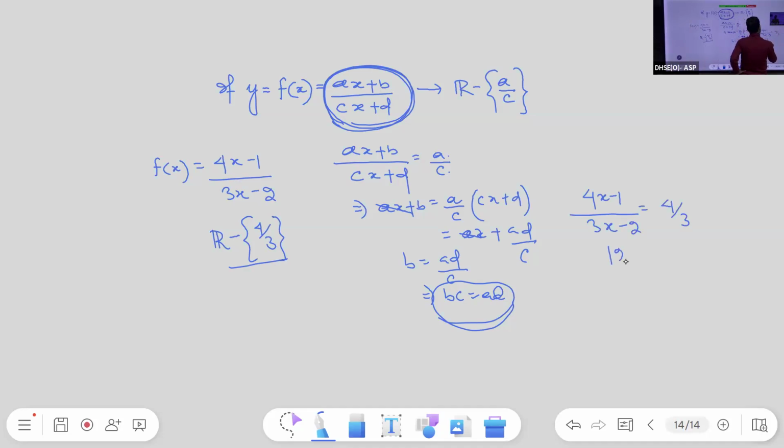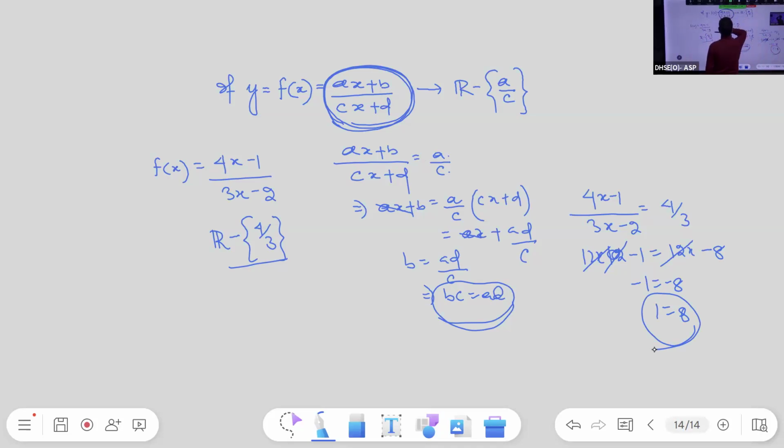So by cross multiplication, 12x minus 3 is equal to 12x minus 8. 12x cancels. So minus 1 is equal to minus 8, that is, 1 is equal to 8. This is mathematically absurd, right? So if a function is of the form ax plus b upon cx plus d, then the range of the function is R minus a upon c. Did you understand? Is it clear to you? This is the shortcut we can apply if a function is of the form linear upon linear.